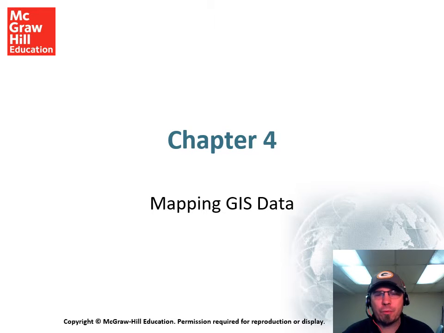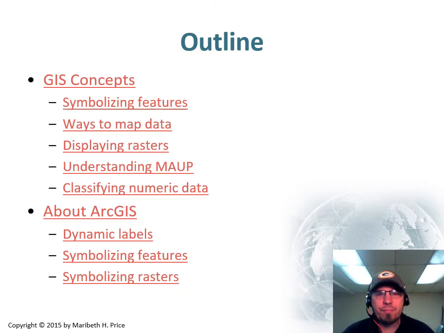So we're gonna start where we left off on Chapter 4, mapping GIS data. What we're gonna cover here is things like symbolizing features, ways to map data. We're going to skip some of the raster stuff and the MAUP stuff just because it doesn't pertain to a lot of what we've been talking about. And we never had access to those particular types of data anyway.